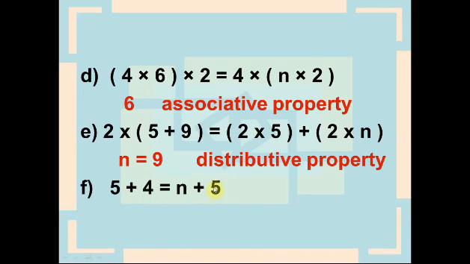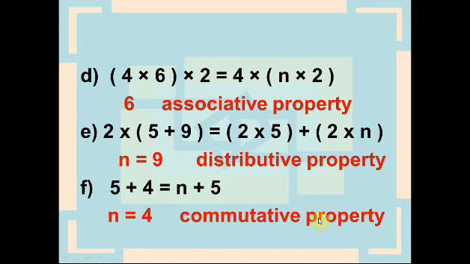5 plus 4 equals n plus 5. The value of n is 4 and the name of the property is commutative property.